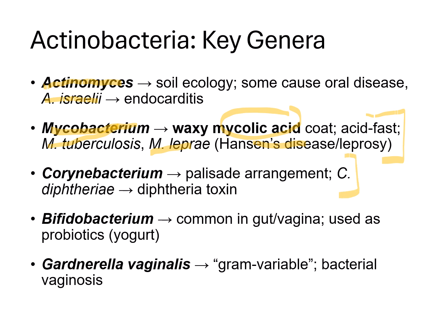Corynebacterium usually has a palisade arrangement. It looks like they're stacked like this at angles, and include Corynebacterium diphtheriae, which causes diphtheria, and these bacteria produce diphtheria toxin. Diphtheria is a contagious infection of the respiratory system.